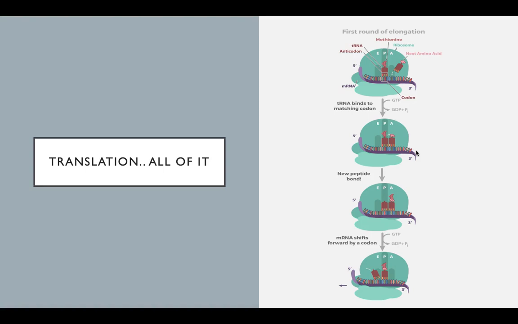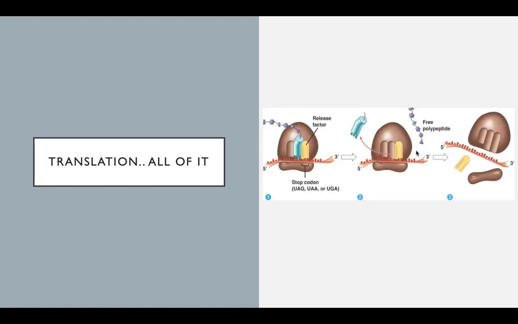Translation will keep occurring until a stop codon lands in the A site. Once the stop codon is in the A site, proteins known as release factors, which is shown here, will enter the A site, bind to it, and catalyze the release of the polypeptide amino acid chain from the tRNA in the P site, freeing it from the ribosome. So this is shown right here on the right. We have these release factors going into the A site, and it's releasing the polypeptide amino acid chain.